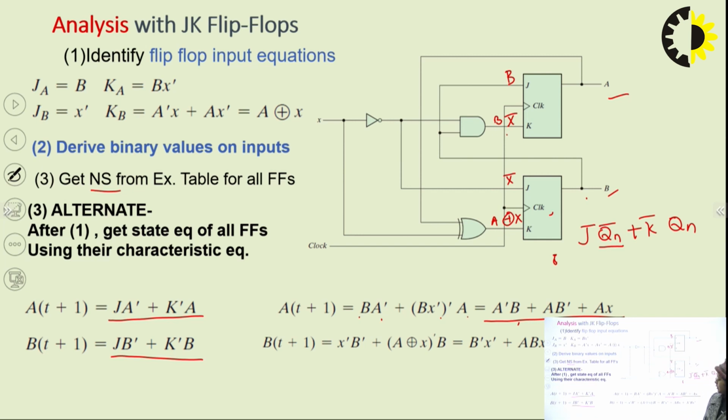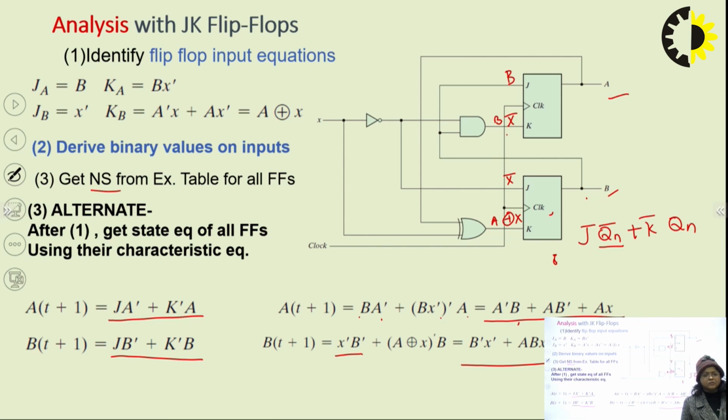For the second, it is J, that is X bar, plus K bar, that is A XOR B bar, into B, which is nothing but A X B plus A bar X bar B. So this is the obtained expression.